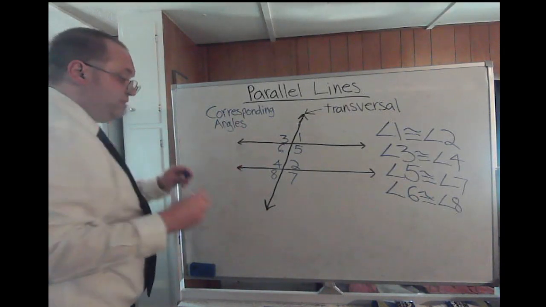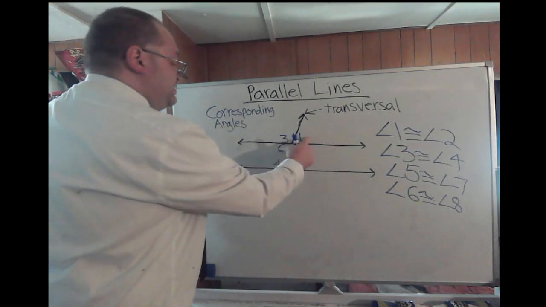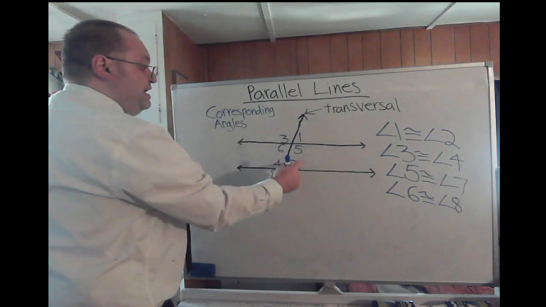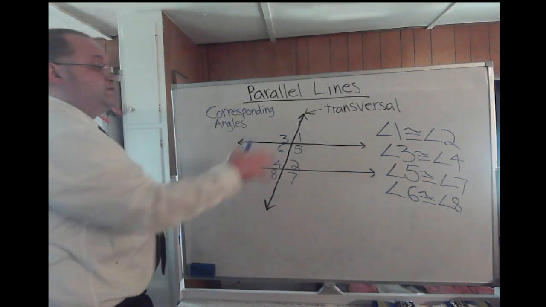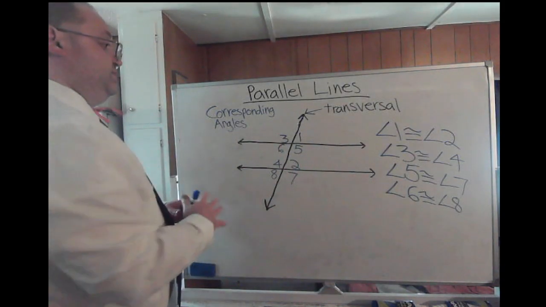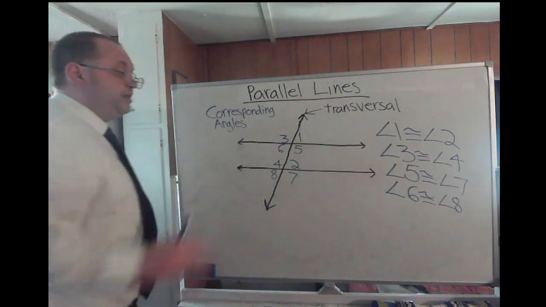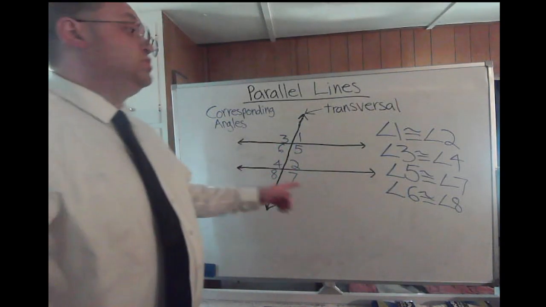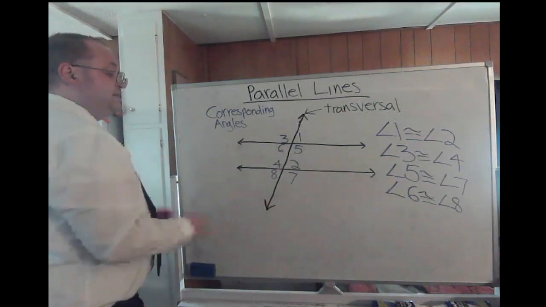These are corresponding angles. That's what they're called. When you have one angle that's on the same part of the line as an angle on the same part of the other line, those are called corresponding angles. And corresponding angles, whenever you have two parallel lines that are cut by a transversal, are congruent. Corresponding angles will always be congruent.